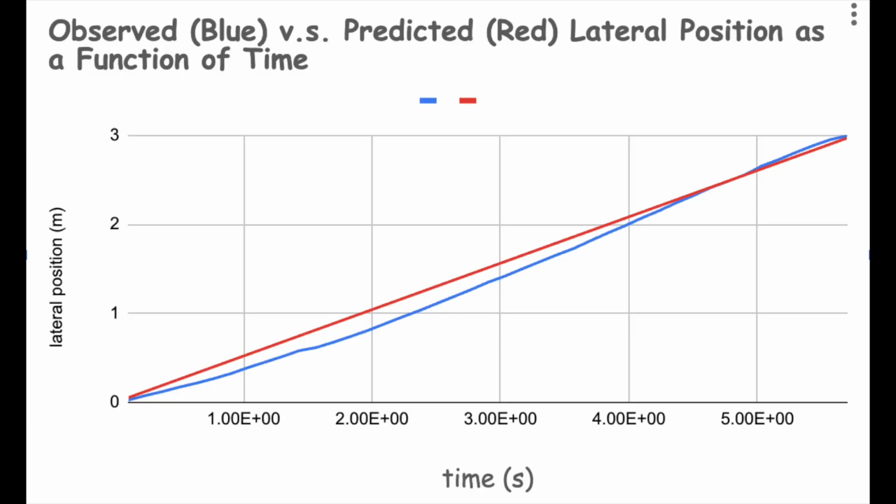Next up, we have the observed lateral position of the electric skateboard as a function of time, which we saw in the experiment, and then the computed or predicted lateral position, which is modeled in red. Now, obviously, the computed model is linear because the electric skateboard is moving at a constant speed, and the observed model is slightly nonlinear, which is a function of a few different sources of error, which I will touch on briefly.